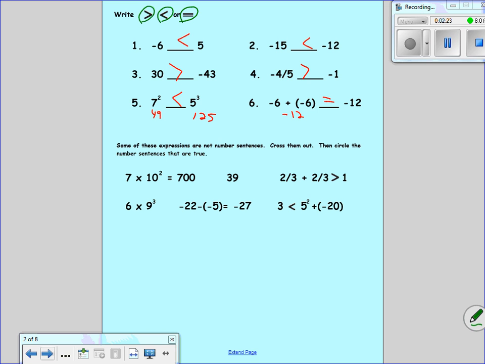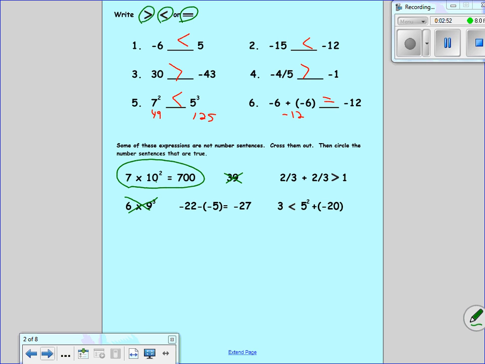So let's take a look here. We're going to cross off any one that does not have that. Looks like the 39 doesn't have it, and it looks like 6 times 9 to the third power doesn't have it. So we have those crossed off. Now let's look at the other problems. Which ones are true? We're going to circle the number sentences that are true. Let's see this first one. We have 7 times 10 to the second power, which would be 7 times 100. Is that correct? 700 is correct.